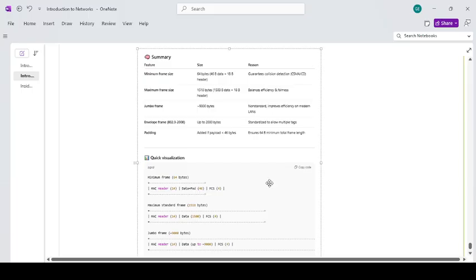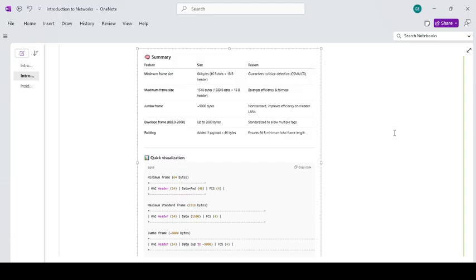So, summary. Minimum frame size: 64 bytes, 46 bytes data plus 18 bytes header. Reason: guarantees collision detection in CSMA/CD. Maximum frame size: 1518 bytes, 1500 bytes data plus 18 bytes header. Balances efficiency and fairness. Jumbo frames: 9000 bytes. Non-standard, improves efficiency in modern networks.